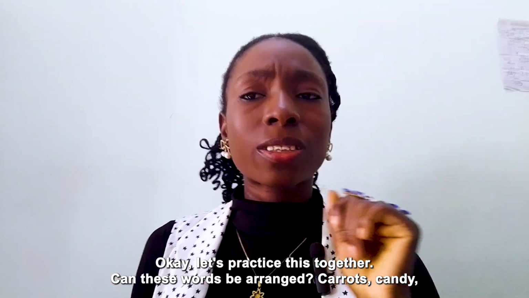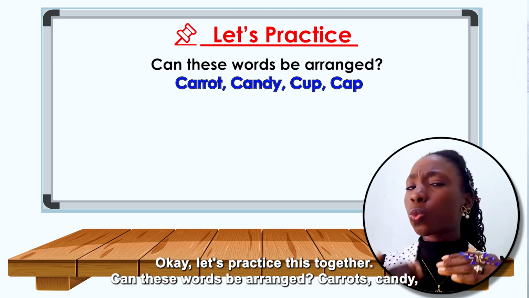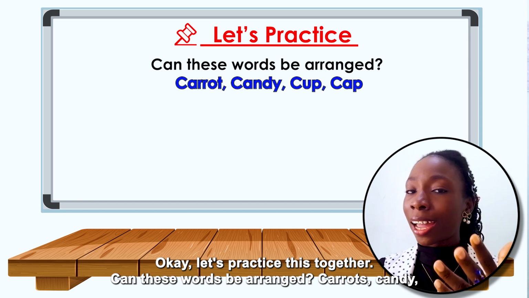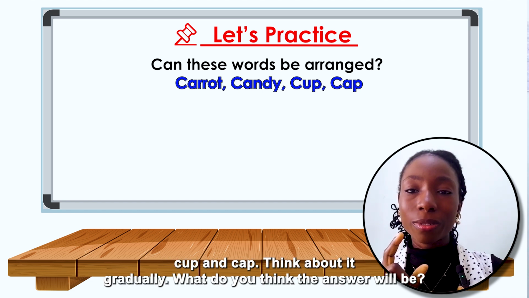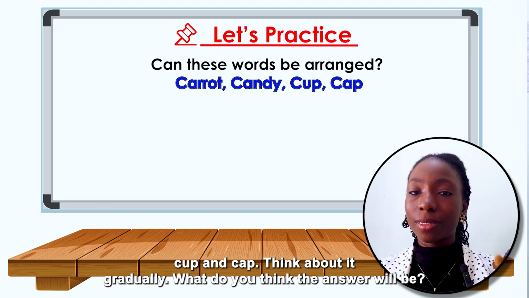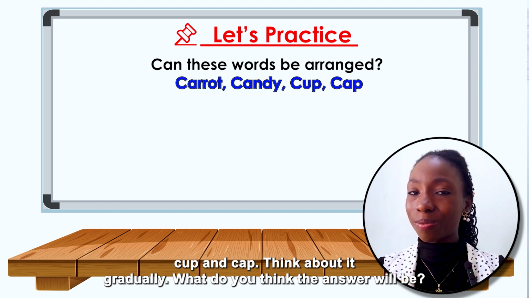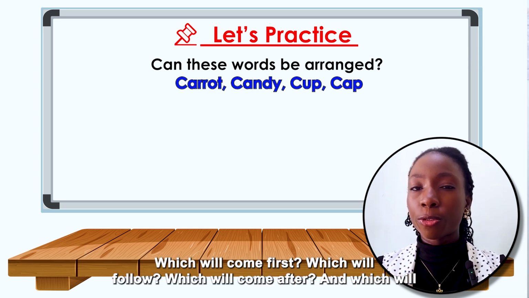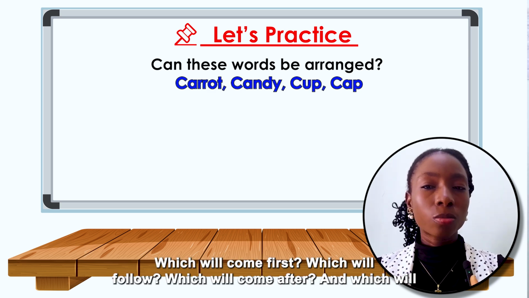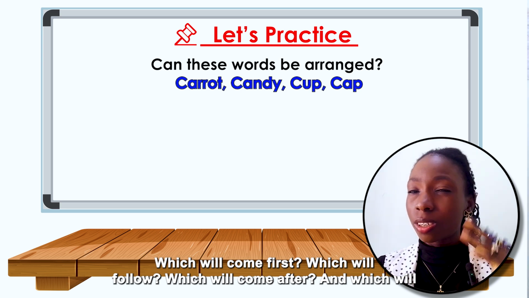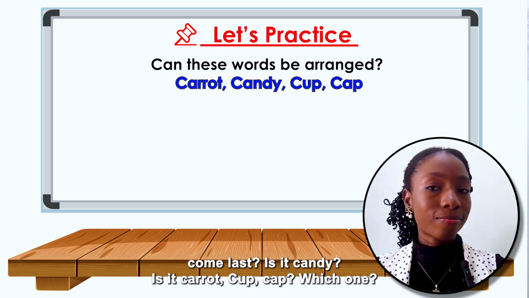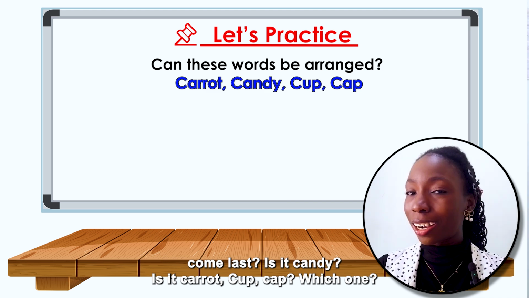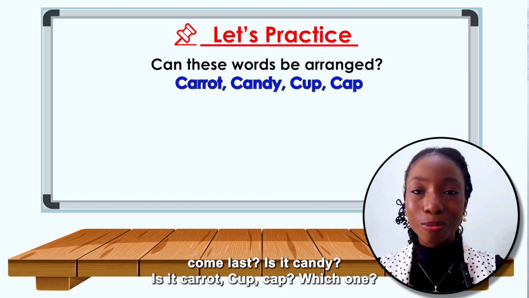Okay, let's practice this together. Can these words be arranged? Carrots, candy, cup, and cap. Think about it gradually. What do you think the answer will be? Which will come first? Which will follow? Which will come after? And which will come last? Is it candy? Is it carrots? Cup? Cap?